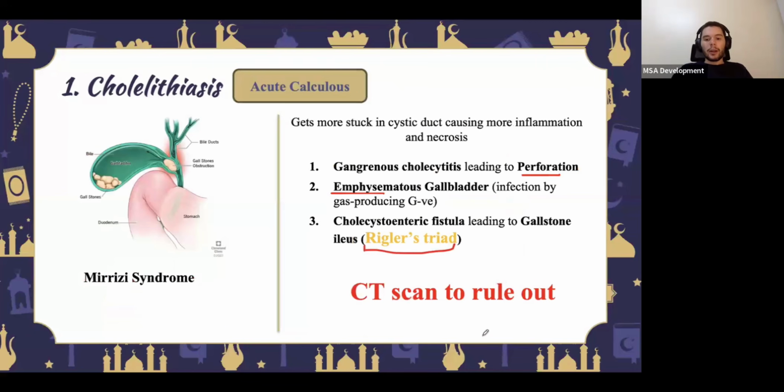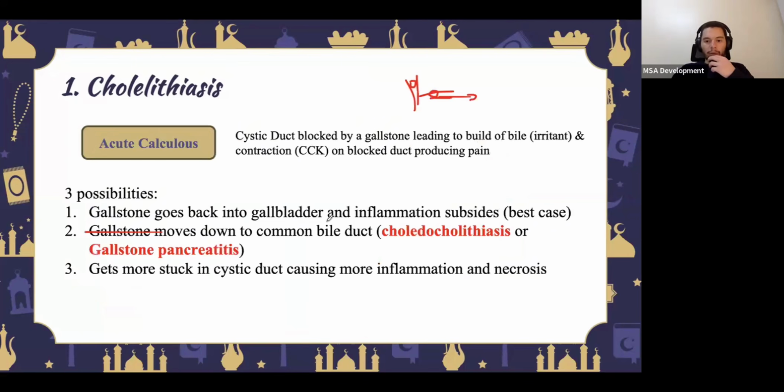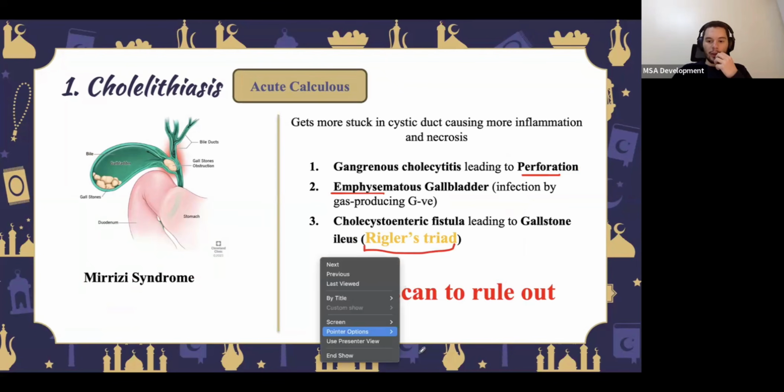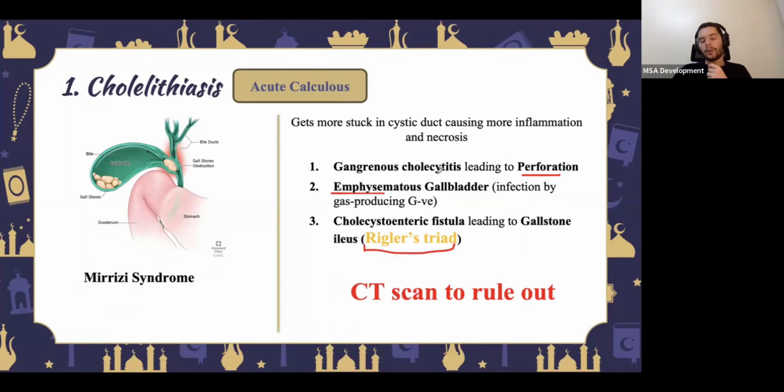Okay? Right. Now, we discussed how in the first two, inflammation subsides and could cause cholelithiasis or gallstone pancreatitis. The third scenario is if it gets more stuck and does not resolve, it leads to more inflammation, more necrosis, and it could lead to complications. So over here, you'll take a look at the complications, starting with gangrenous cholecystitis. This essentially means there has been necrosis of the gallbladder wall. Once necrosis happens, the wall is weaker, and this can lead to perforation.